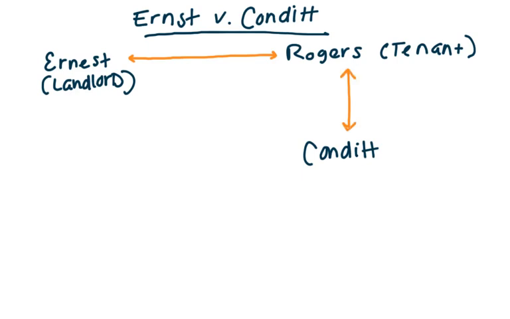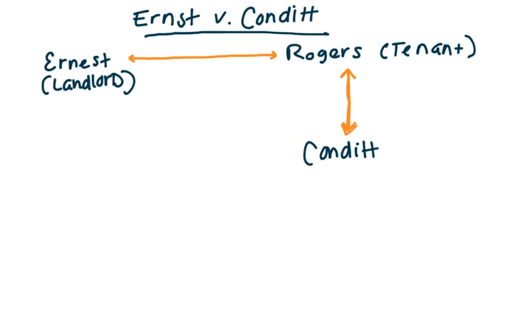Condit only made 4 payments, but remained in possession for the entirety of the term. So Ernest is suing Condit for the balance of the rent plus the cost of removing the improvements on the property that Rogers had put on. So the court is having to decide whether this transfer from Rogers to Condit was an assignment or a sublease.